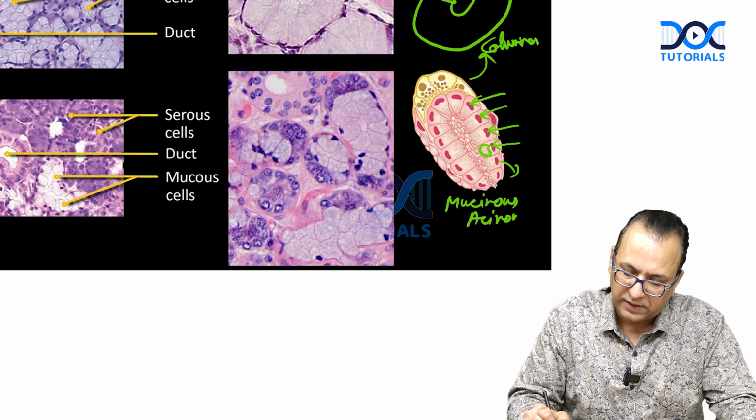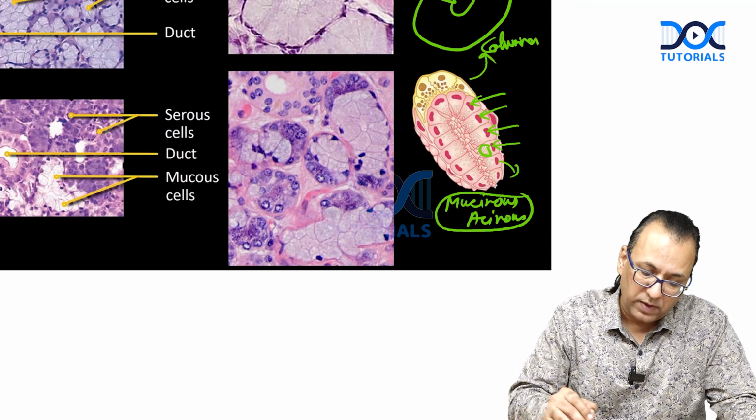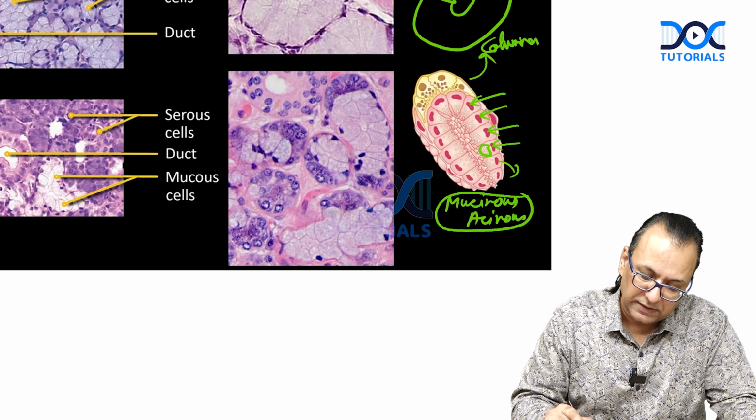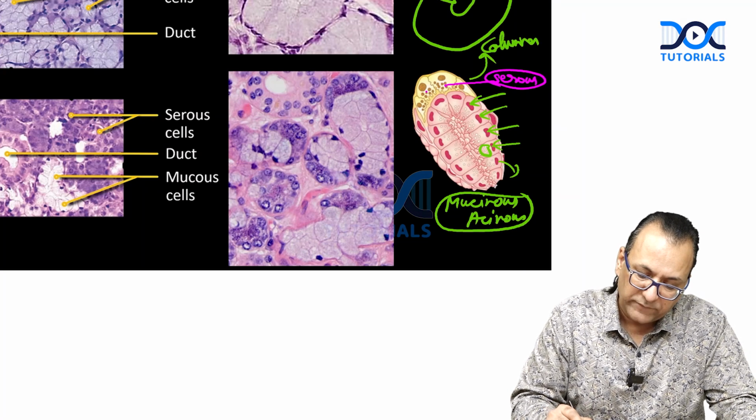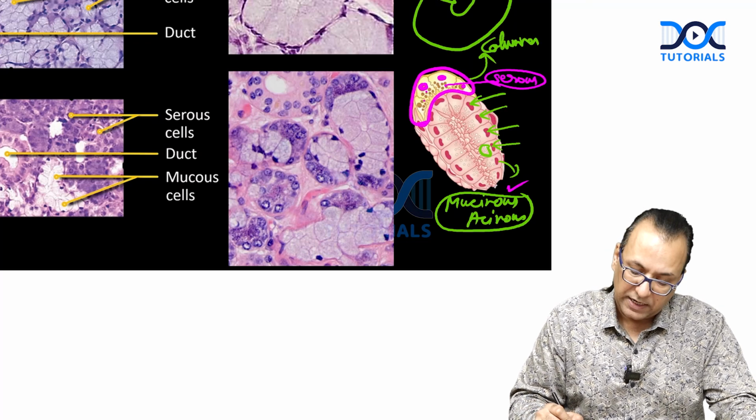We are calling mucinous because the nuclei are pushed to the periphery. And this one, as you see, is the serous acinus. How do you know it is serous acinus? Because central spherical nucleus. A cap of serous gland on the mucinous gland is called serous demilune. This is what we call serous demilune.